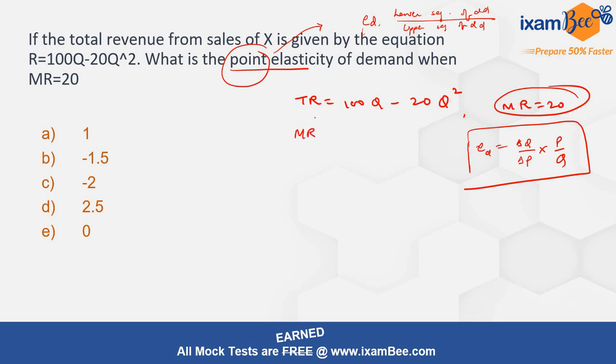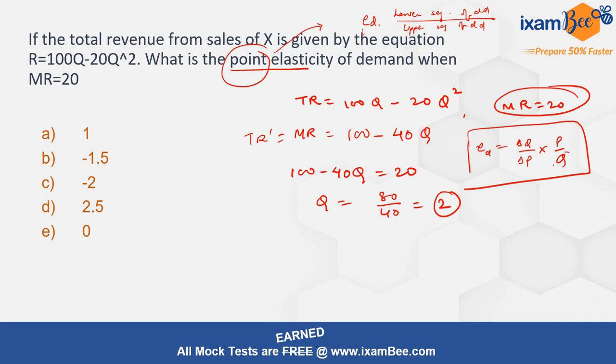You differentiate this total revenue, right? TR dash is actually marginal revenue, which is 100 minus 40Q. This is your marginal revenue. Now at marginal revenue equal to 20, you will get the quantity value. So 100 minus 40Q is equal to 20. From this I know what my Q is. It's going to be 80 divided by 40, which is 2. The quantity is 2.